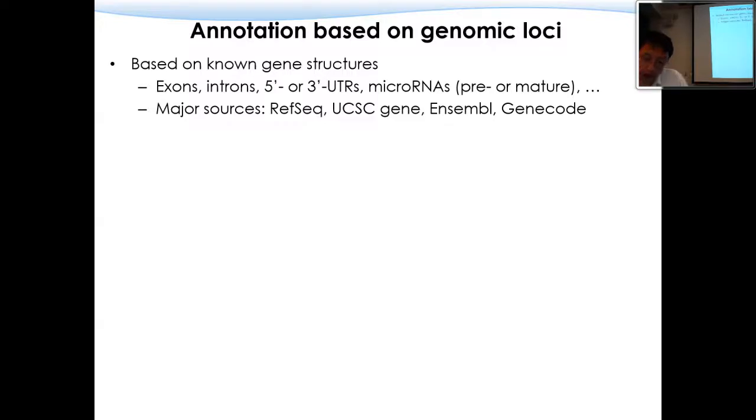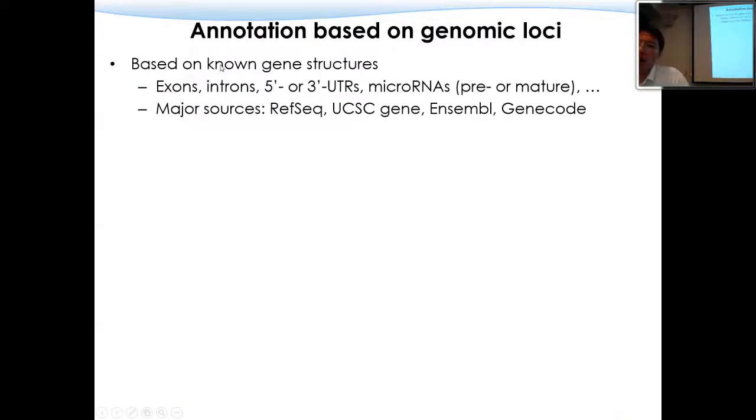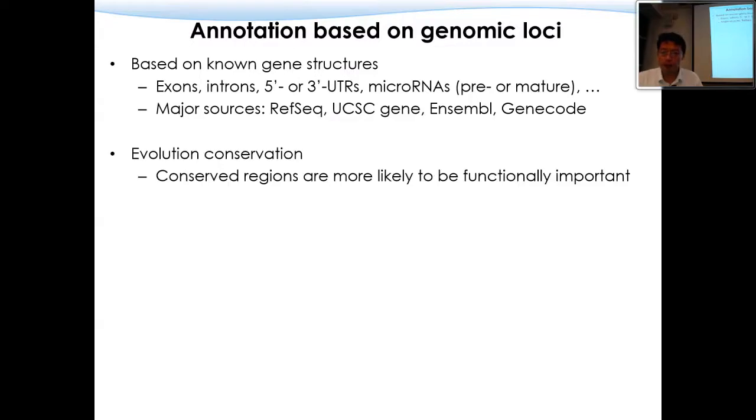Okay, so the first part is the annotation based on genomic loci. So here are the listed loci people often look at, whether it's in the exon, intron, 5' or 3' UTRs, microRNAs, either in the precursor or mature, and so on and so forth. So there could be multiple different annotations you want to look at. And the major sources for this: you can look at the RefSeq database, UCSC gene database, Ensembl database, and GENCODE. There are multiple annotation databases available.